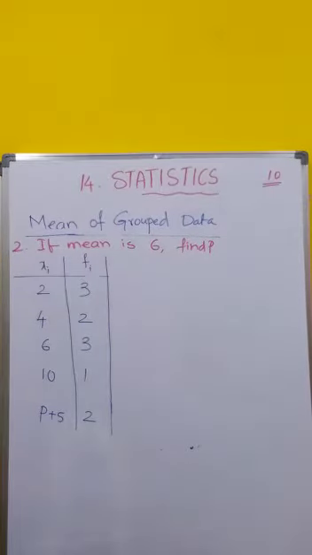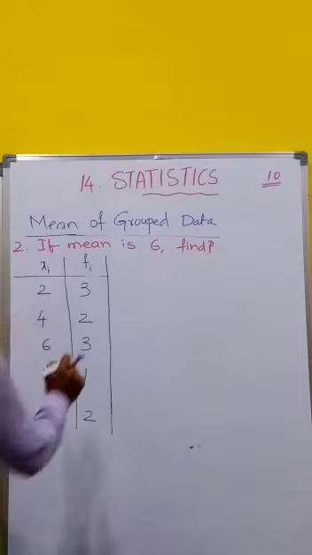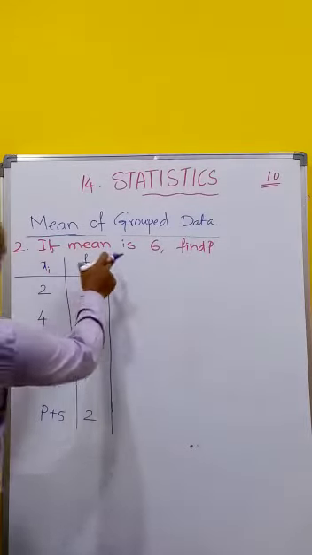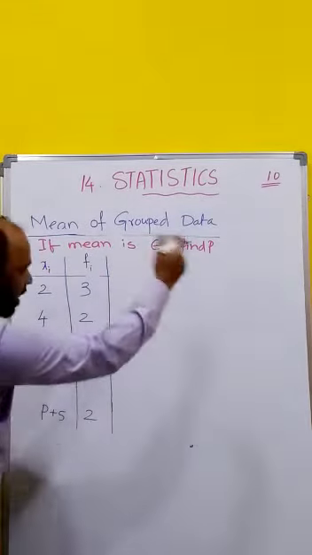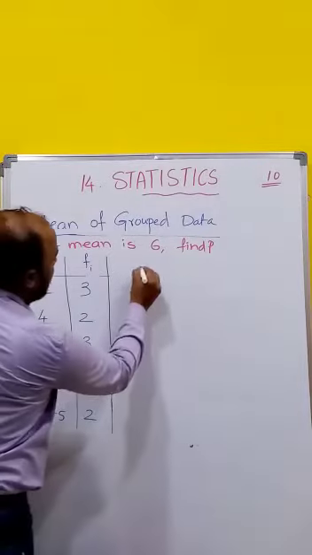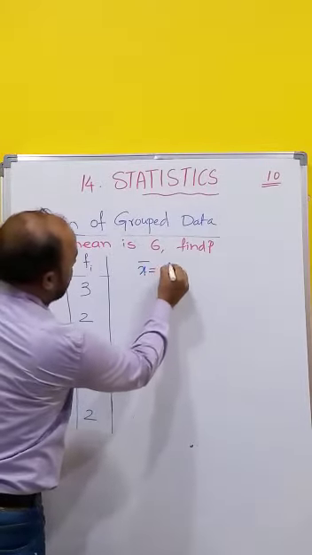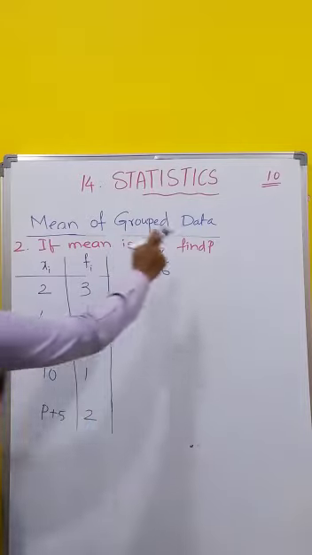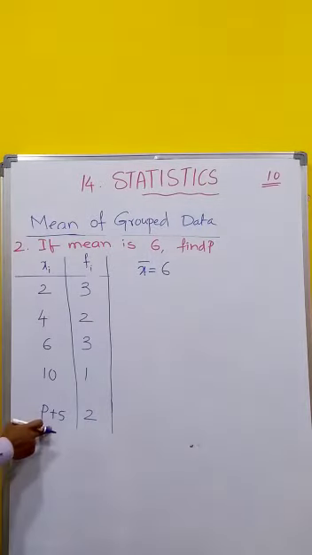Students, now we'll go for the second example. The question is, if the mean of the following data is 6, the mean is already given. That means x bar is equal to 6, and find p. Here p plus 5 is given as an x value. We have to find the p value.